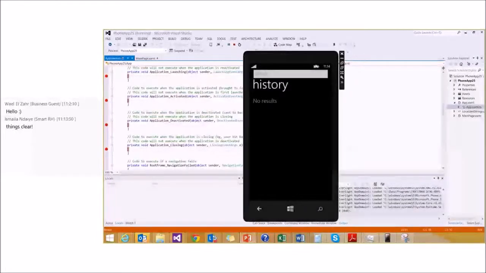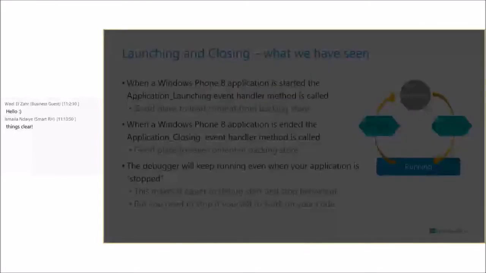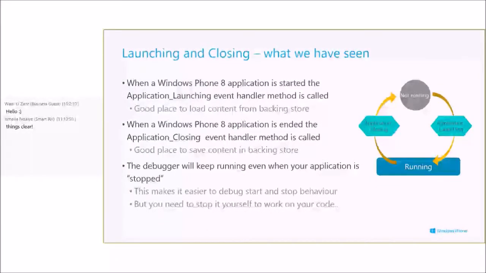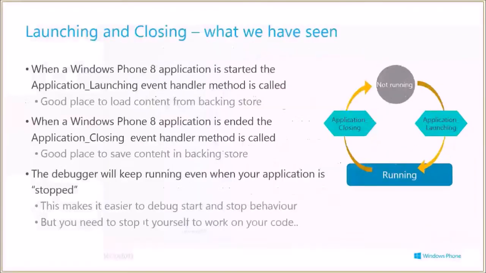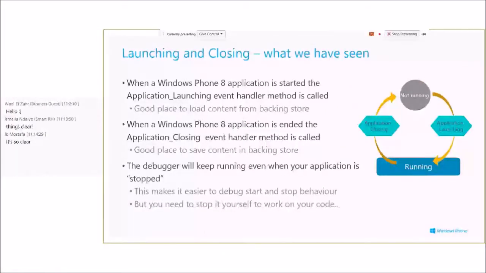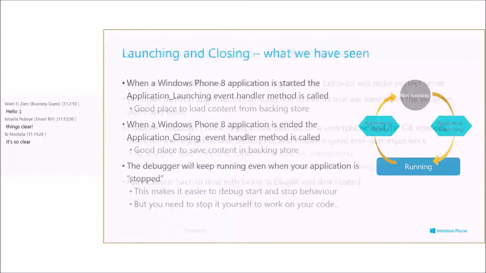So let me get back to the slides. In the demo we've just launched. When a Windows Phone 8 application is started, the application launching event handler method is called. This is when you need to load content from files in the storage to set up the app for running, for example.